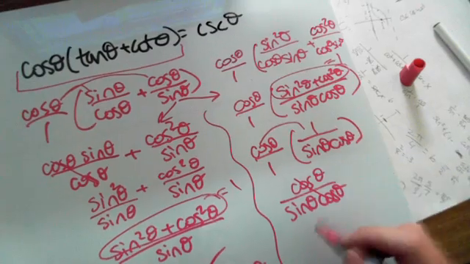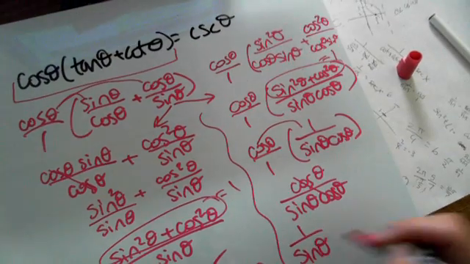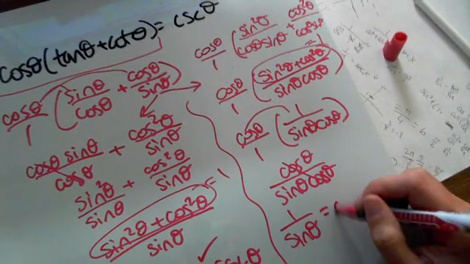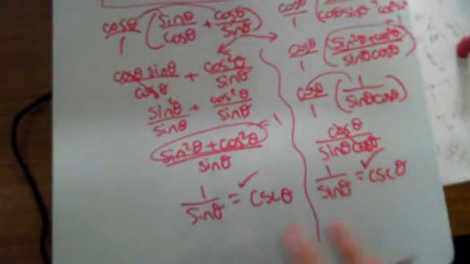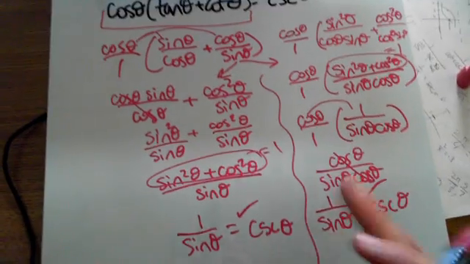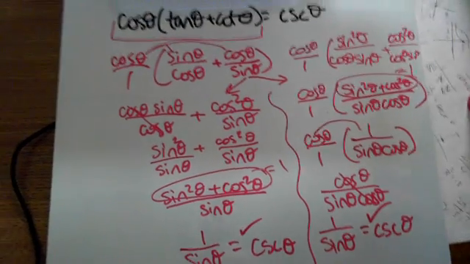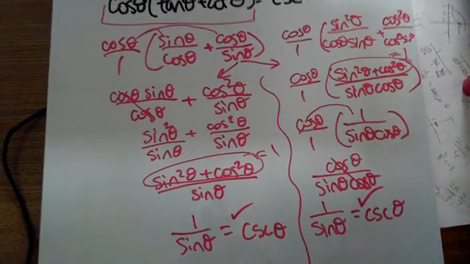Cosines cancel. We're left with 1 over sine of theta, which, due to the reciprocal, is equal to cosecant of theta, what we were trying to prove in the beginning. So this is two separate methods. You do not have to do both. You pick whichever one stands out, and you might do one for one problem and then switch to another for another problem. It just depends on what pops out.